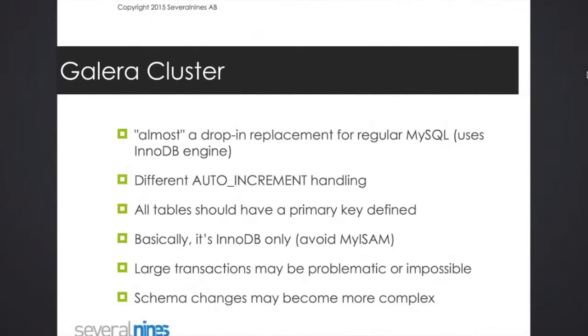It is InnoDB only, basically. There's experimental MyISAM support, but do not use it. Large transactions may be problematic or even impossible to execute. There are fixed limits on both transaction size in terms of gigabytes, if I remember correctly, it's 4 gigabytes, and also a limit on the number of rows modified per transaction. I think it's 1 million max. So large transactions you may need to split in batches or something like that.